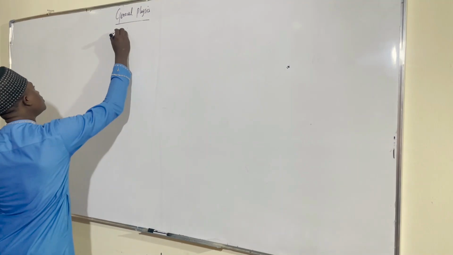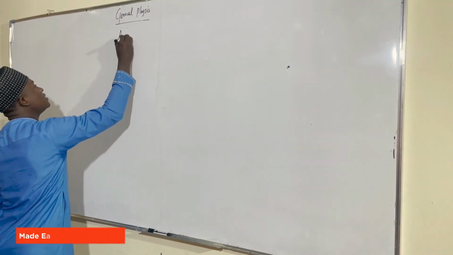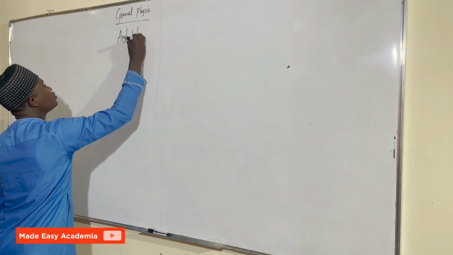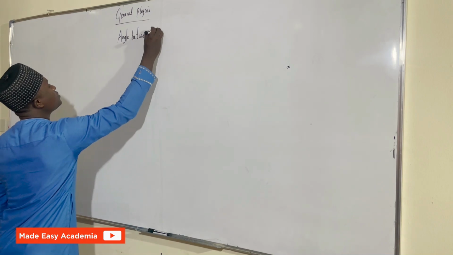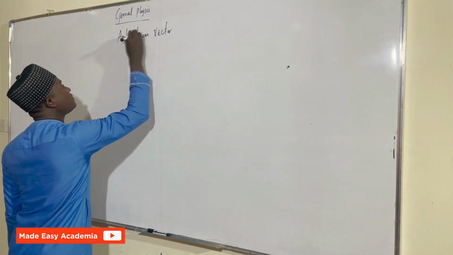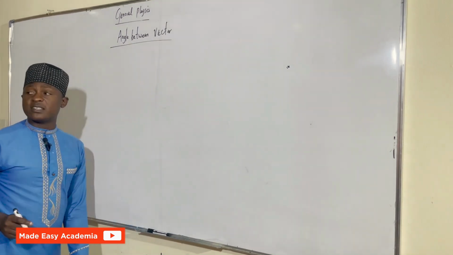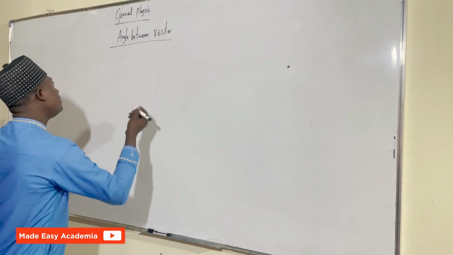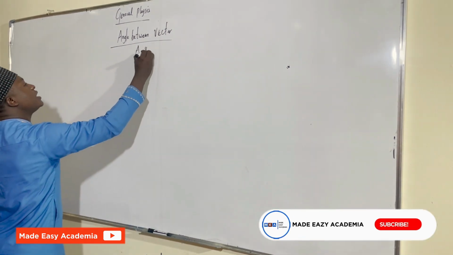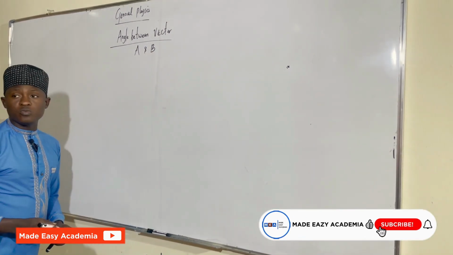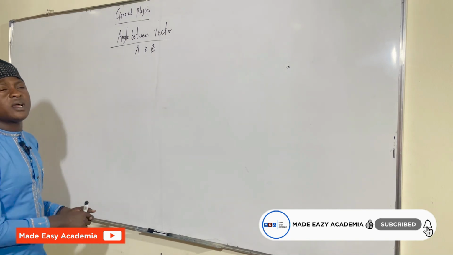Angle between two vectors. So here we have learned how to find the magnitude. So there we also need... Let's say I have vectors A and B, and I want to find the angle between them. That one is just a formula that you need to know.